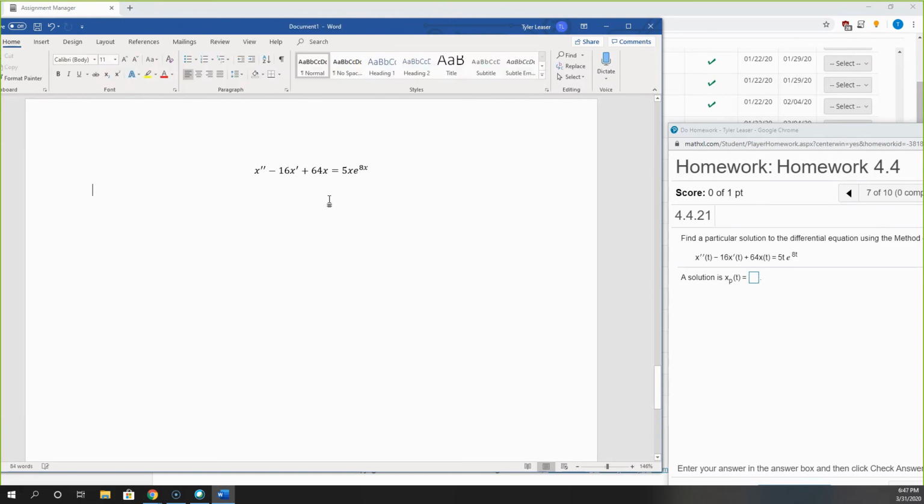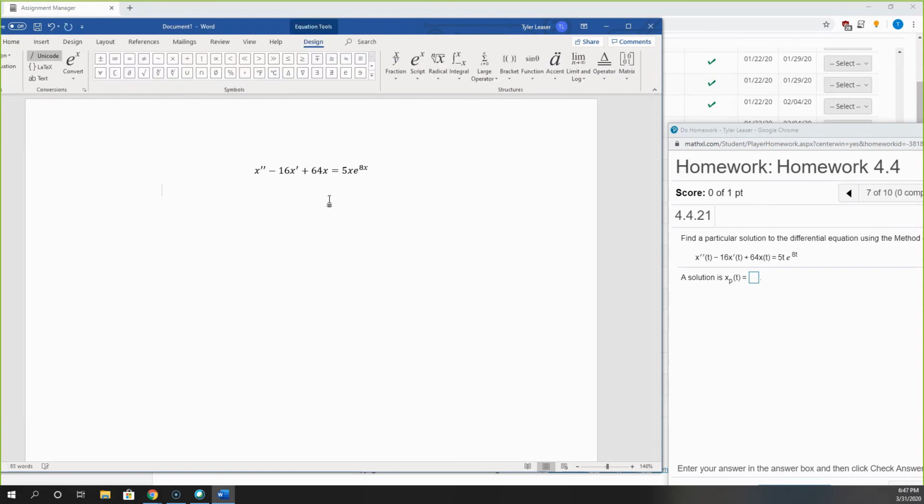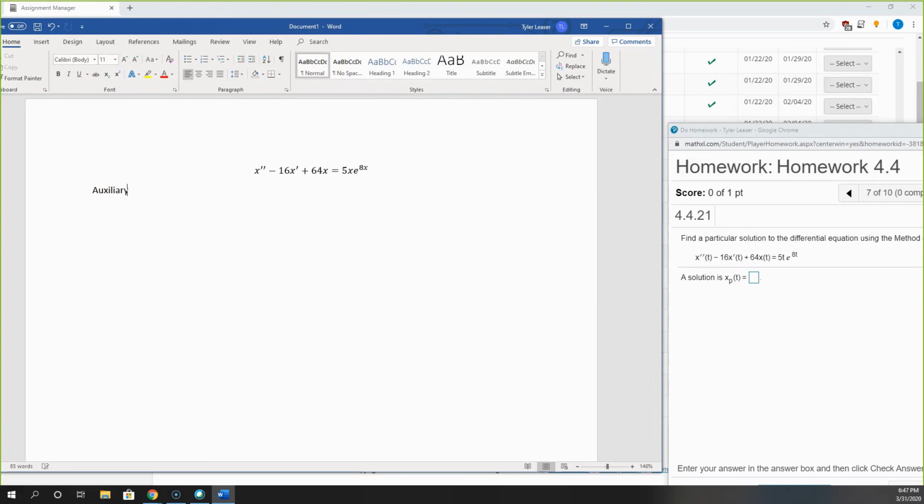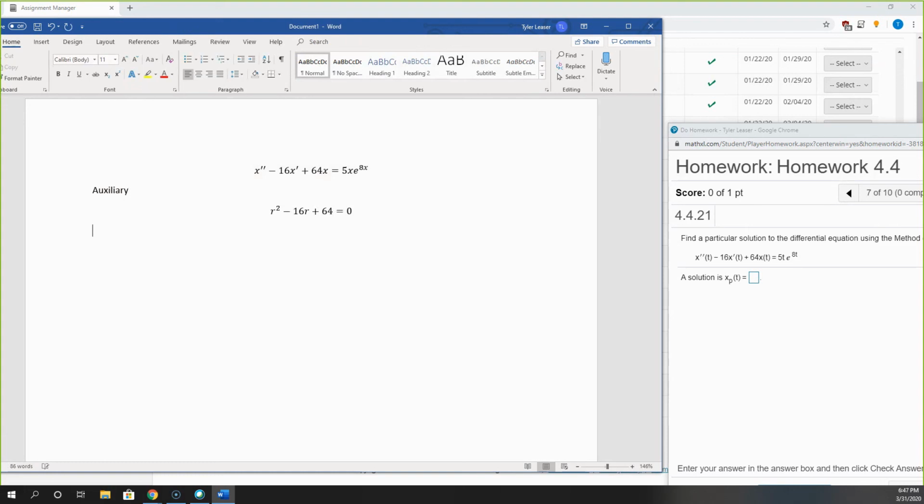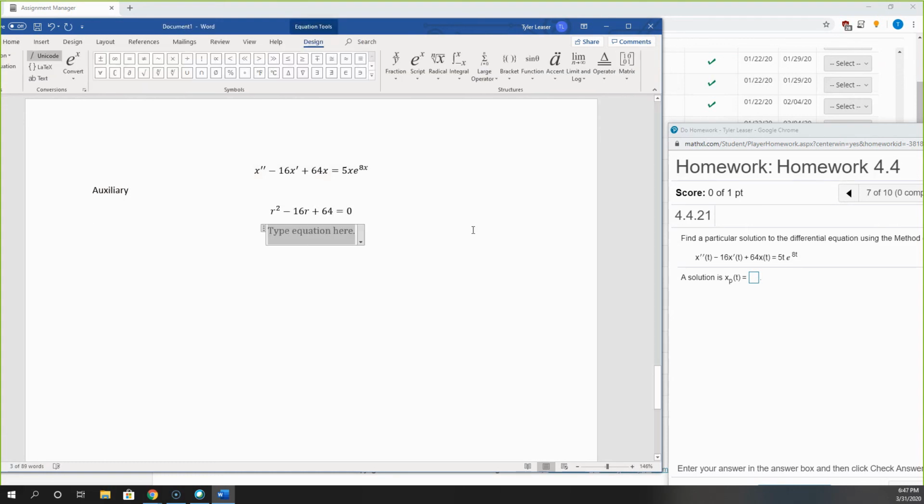That makes sense. I'll take that. Yeah. All right, so let's start with this question. So x double prime minus 16x prime plus 64x is equal to 5x e to the 8x. First thing that you always do to answer these questions, auxiliary. All right. So r squared minus 16r plus 64 is equal to 0. Maybe that can be factored. I kind of hope so. This should be fun.